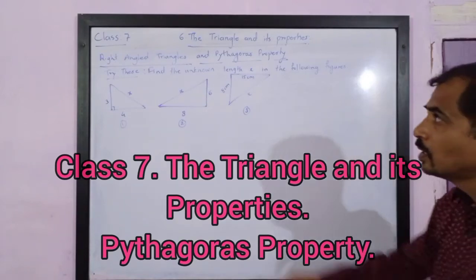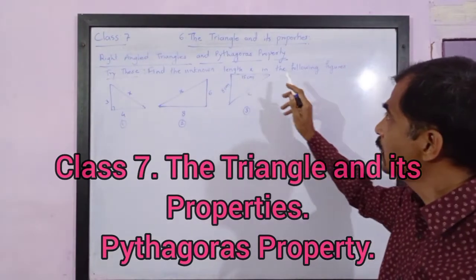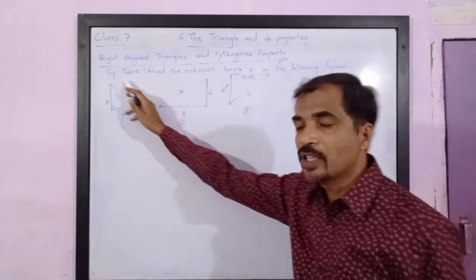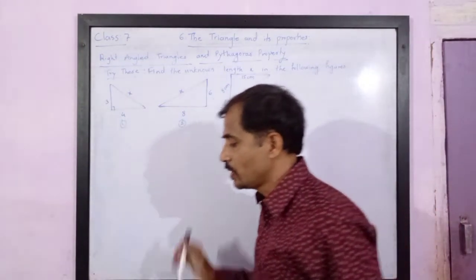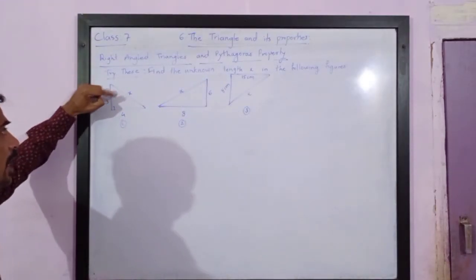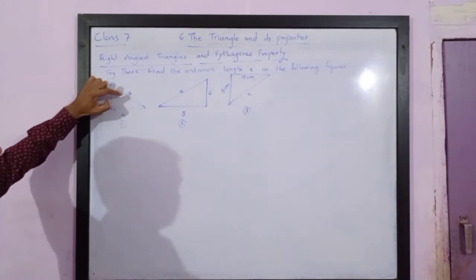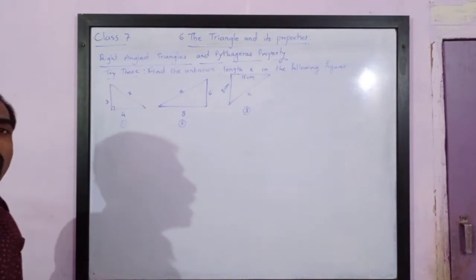Dear friends, let us study the next topic. That is, find the unknown length x in the following figures. Now see the first figure, 3, 4 and x is given to us. Please understand, x is the length of that side which is opposite to the right angle. So this is called hypotenuse.